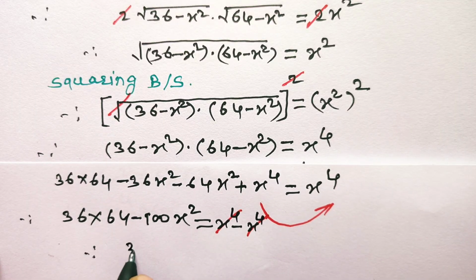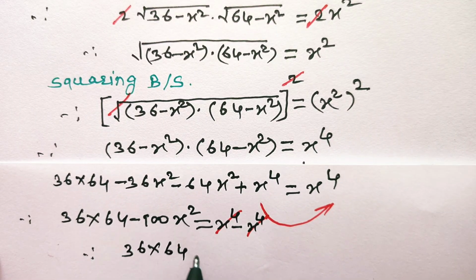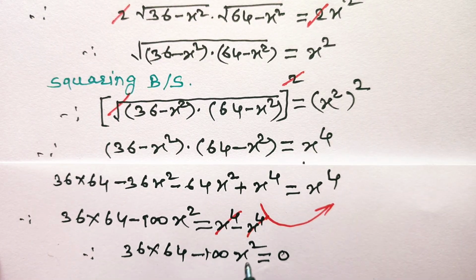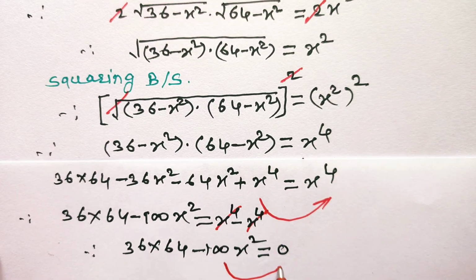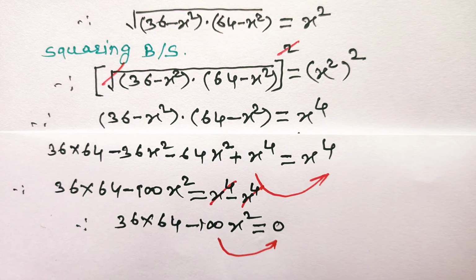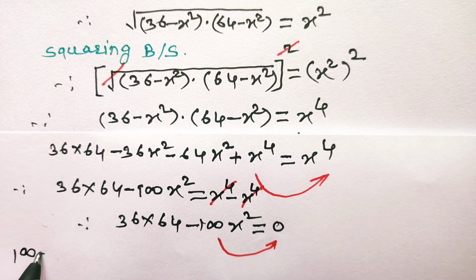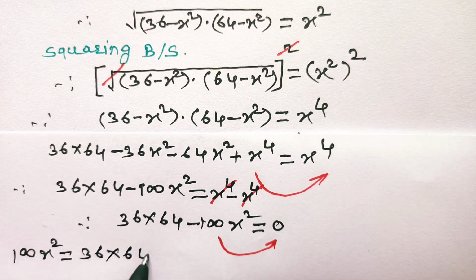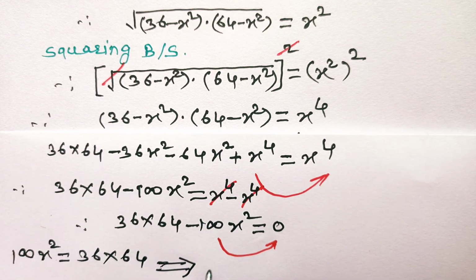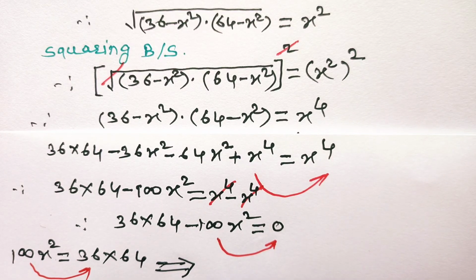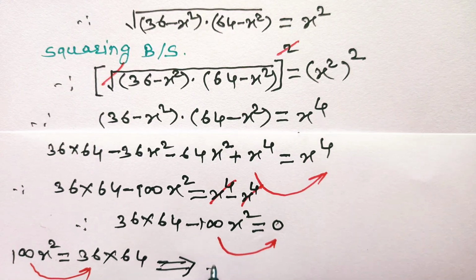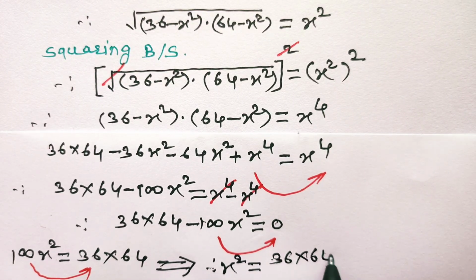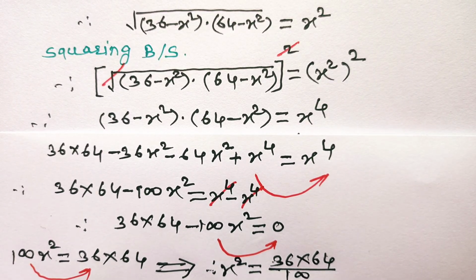Hence, 36 into 64 minus 100 x square is equal to 0. Now 100 x square we have to take on right hand side. Hence 100 x square is equal to 36 into 64. This implies x square is equal to 36 into 64 divided by 100.